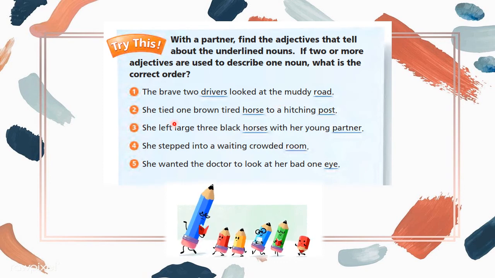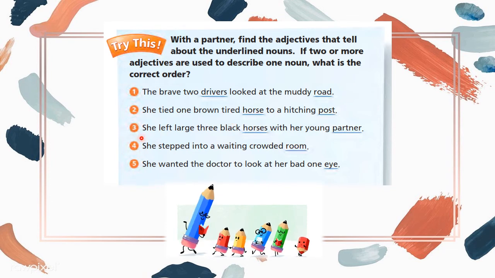Number 2: she tied one brown tired horse to a hitching post. So you have horse and post as nouns. What kind of a post was it? Yes, it was a hitching post. However, for horse, you have 3 adjectives. So you have one, brown, and tired. Again, number goes first, followed by your opinion of that noun, and you have color last. So it should be: she tied one tired brown horse to a hitching post.